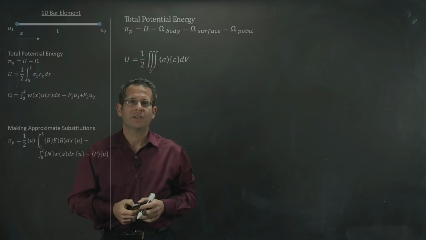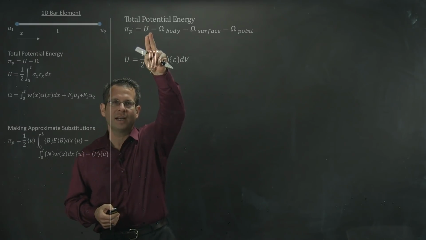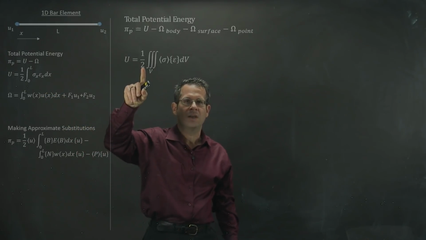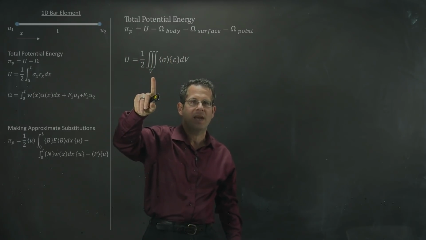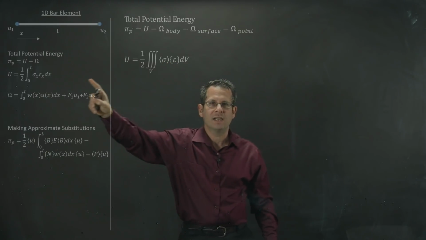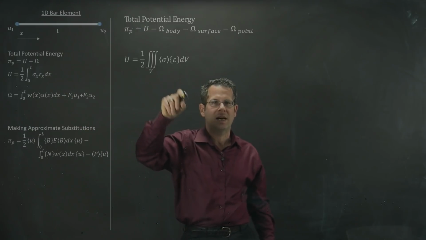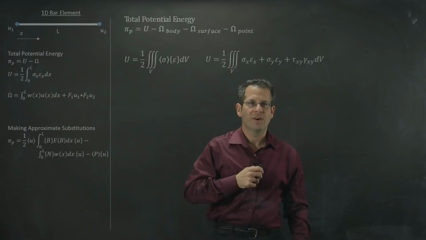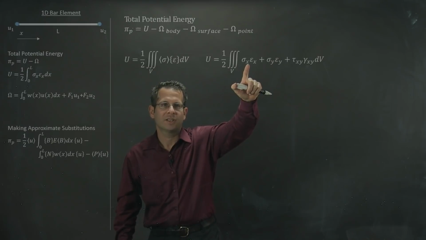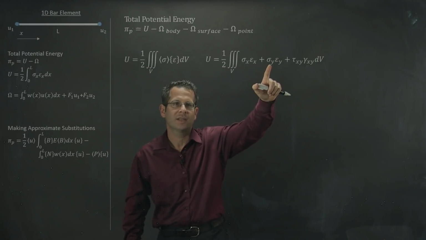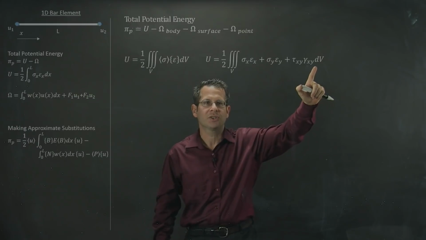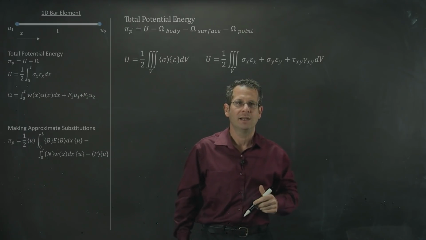Similarly, our potential energy is made up of our strain energy. Our strain energy is still, just like it was in the one-dimensional case, 1/2 integrated over our domain, which is now a volume domain. And it is now stress and strain just like before, but notice that this is a dot product. So I could write this out as stress in the x direction times strain in the x direction plus stress in the y direction times strain in the y direction, and my shear strains and my shear stresses multiplied by each other.